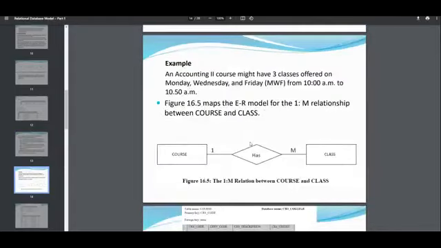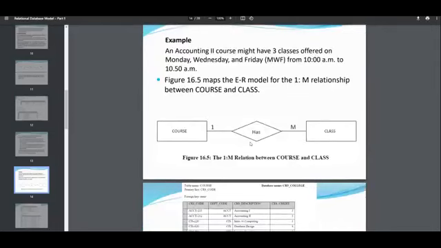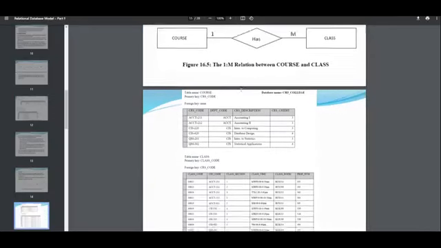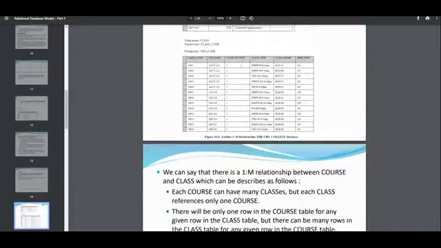So, other examples. The next example is used in class and course. One course can have multiple classes. So that is the example. An accounting 2 course might have 3 classes offered on Monday, Wednesday, and Friday. Then there are things you can understand, right? After that, you can see this information; read and understand it.